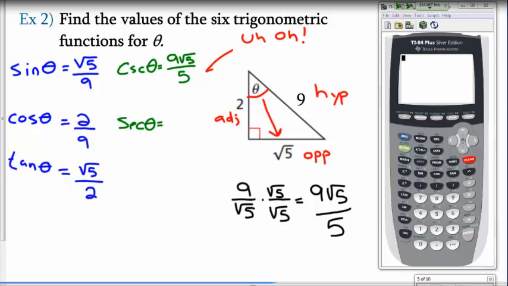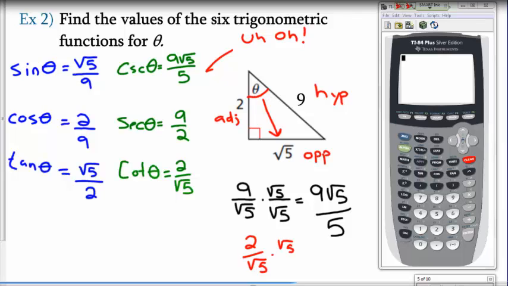The secant of theta is pretty basic. It is the reciprocal of the cosine of theta. In this case, we have 9 over 2. Cotangent of theta is the reciprocal of the tangent of theta, and we get a value of 2 over radical 5. Once again, we have a radical in the denominator, so we have to take radical action, as my old teacher used to say.